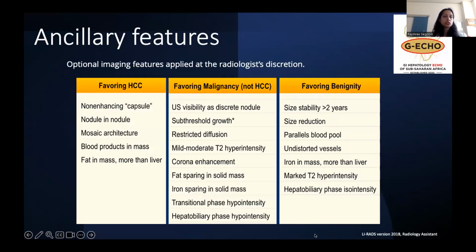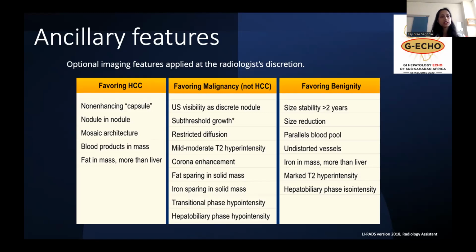So optional features are what we call ancillary features, and these are optional imaging criteria that can be used in conjunction with these major findings, to be applied at the radiologist's discretion. It's not essentially meant to upgrade your observation through several categories, but it tries to give a more refined probability of the lesion being HCC, as opposed to a benign lesion or a malignant lesion only.